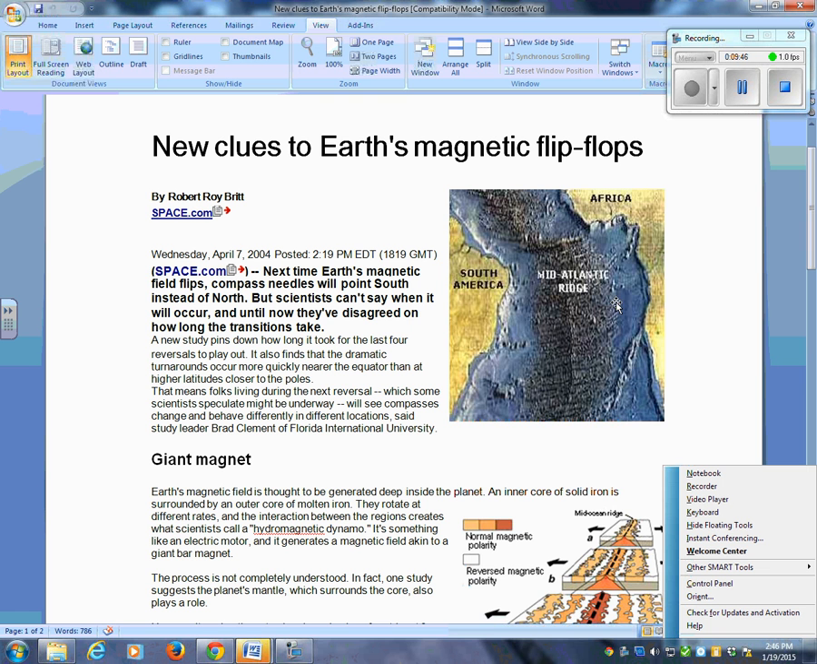So, next time Earth's magnetic field flips, compass needles will point south instead of north. What?